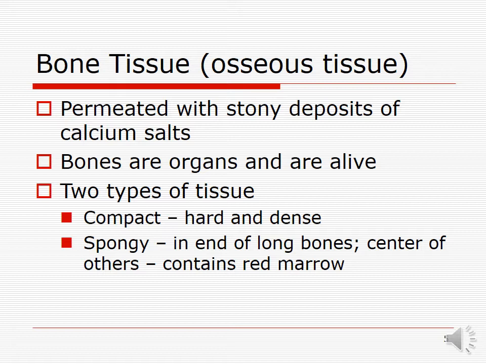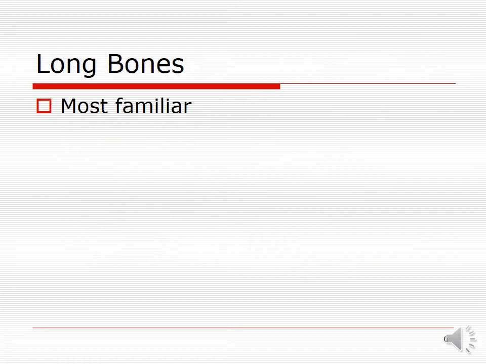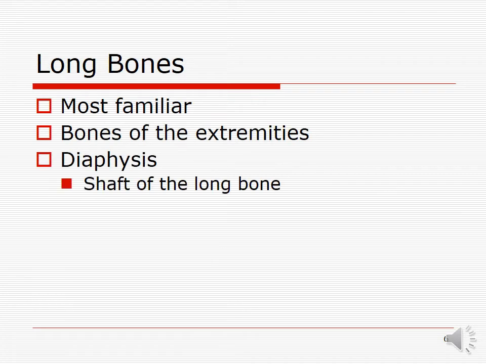And basically there are two main types of tissue within bones. It's compact bone, that's that hard dense stuff. That's what we typically think of as a bone. And then we have that nice spongy stuff. This is in the end of the long bones and the center of some of the other ones. And this is where you find things like red marrow. We'll talk about that a little bit more in just a minute.